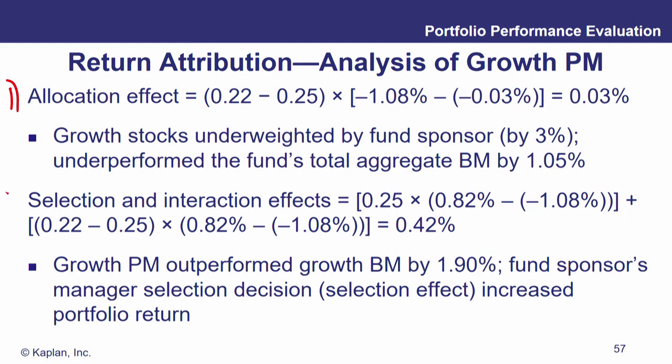Okay, so now we have to go back and dig through the allocation and the selection and interaction effects. Okay, allocation, what does that mean again? Did they do a good job underweighting or overweighting sectors? So the decisions to overweight or underweight growth, did it make sense? So let's take a look. Remember in growth, they underweighted it. So basically the fund weight was 0.22, the benchmark weight was 0.25.